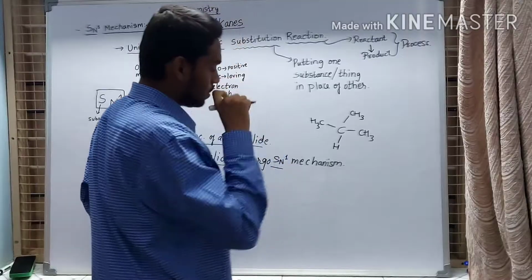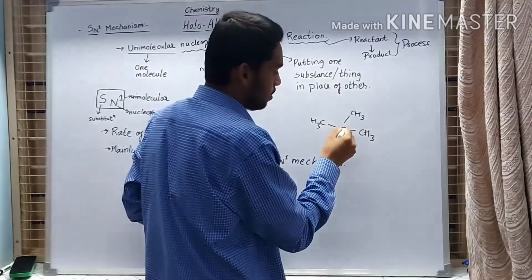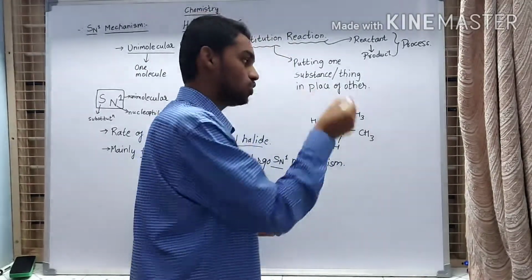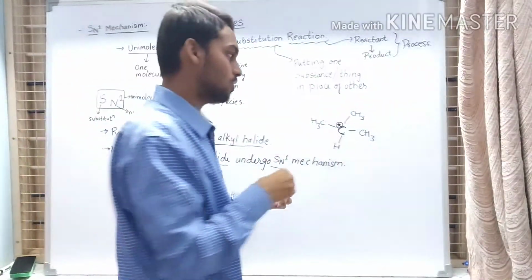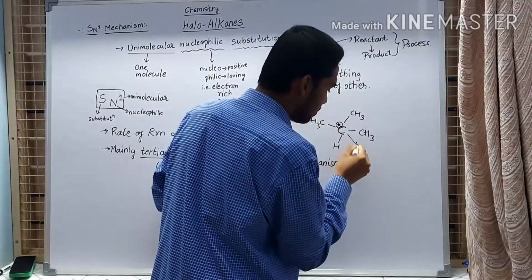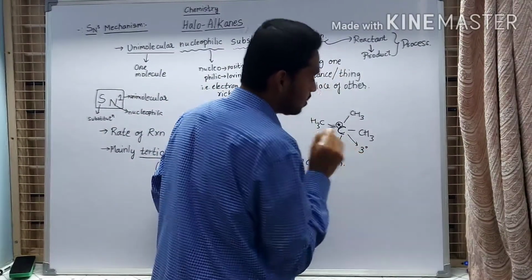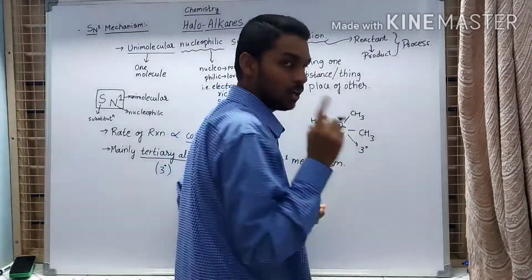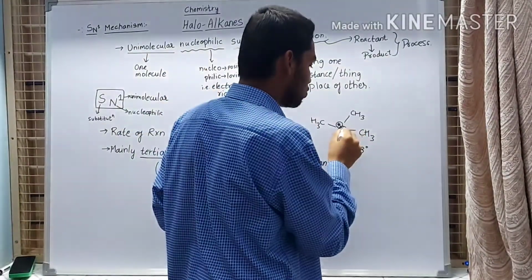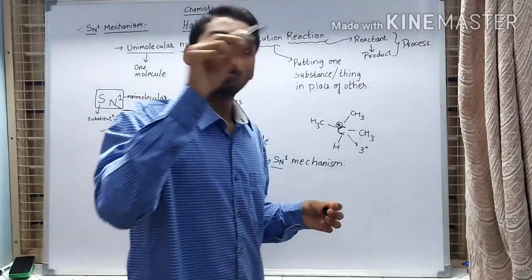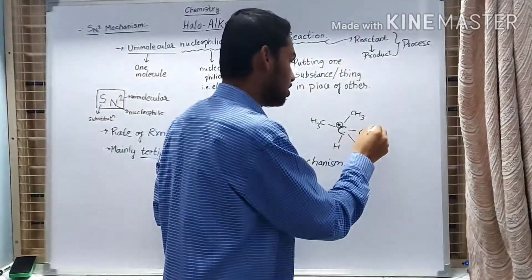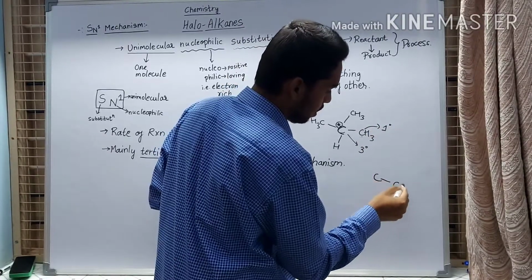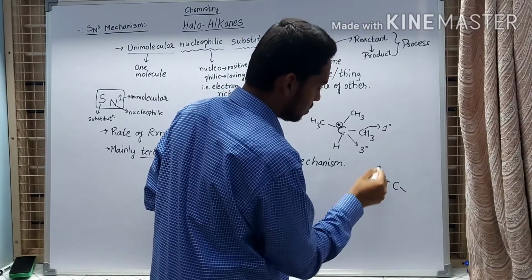and SN1 is favored by tertiary alkyl halides. If this carbon atom is attached to 3 other carbon atoms, then we call it tertiary carbon. And this is primary, because this carbon is attached to only a single carbon and it is attached to 3 hydrogens, so it is primary. I hope you know the difference between primary and secondary, all these things.